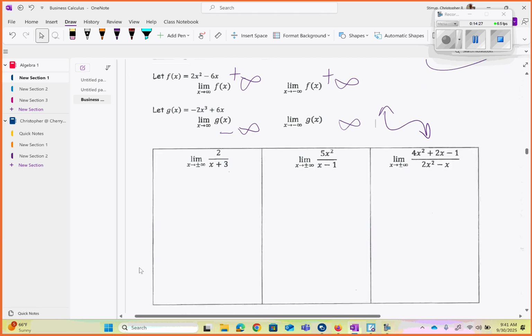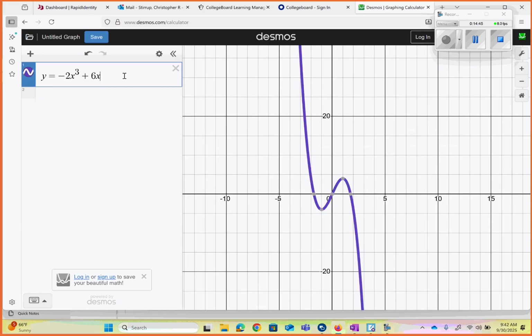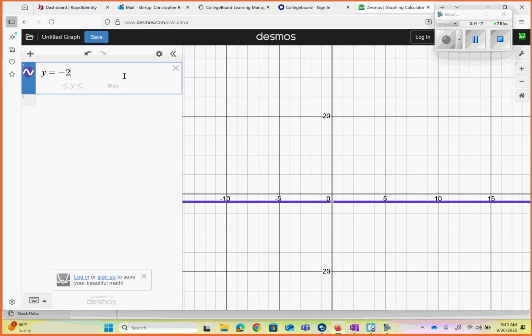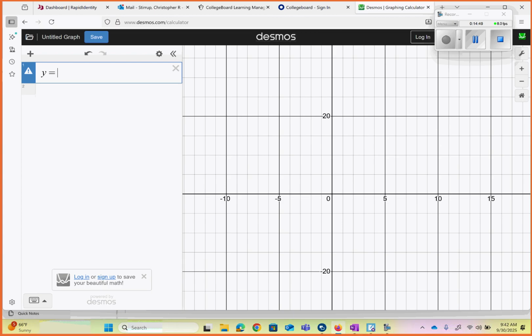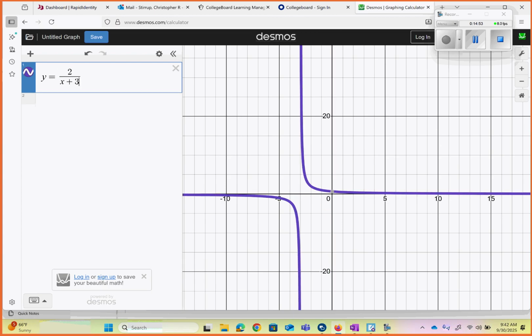All right. And then the last ones, they want the limit as we go to infinity, but it has the plus minus. So it says, as I go to the right and as I go to the left, are they converging to the same location in the y direction? Well, there's only one way to find out. Two over x plus 3.